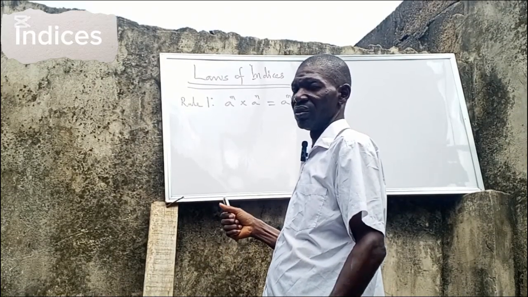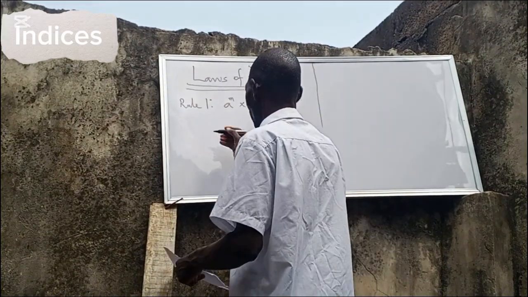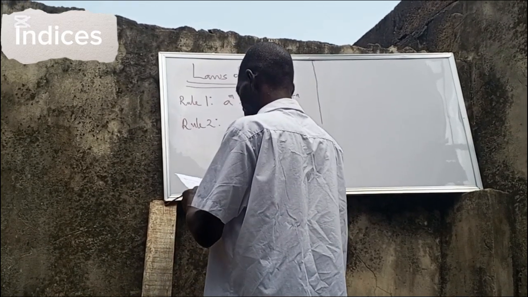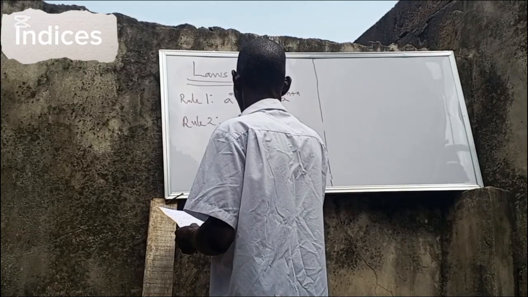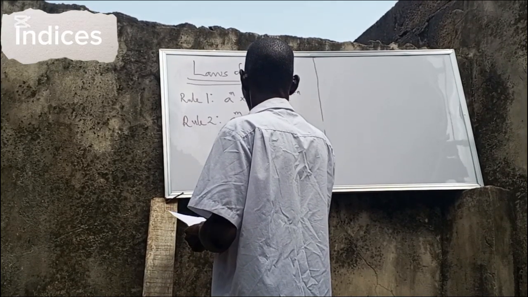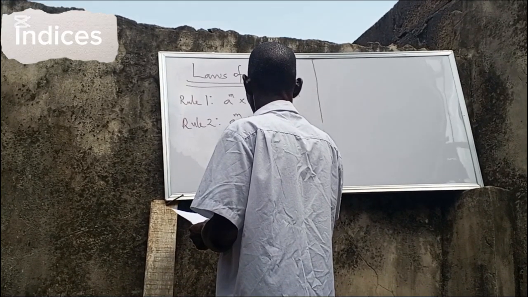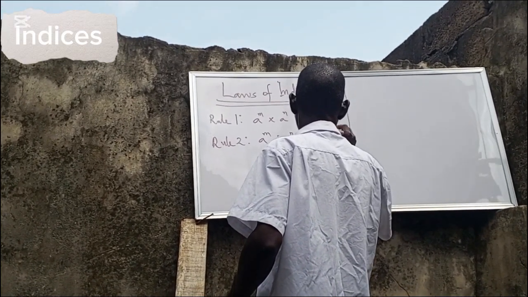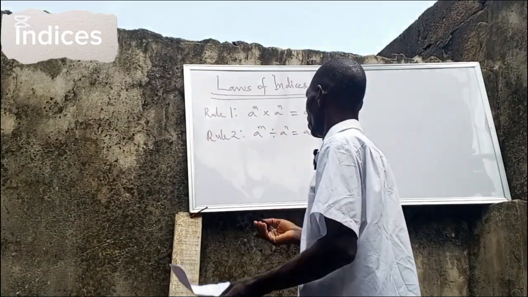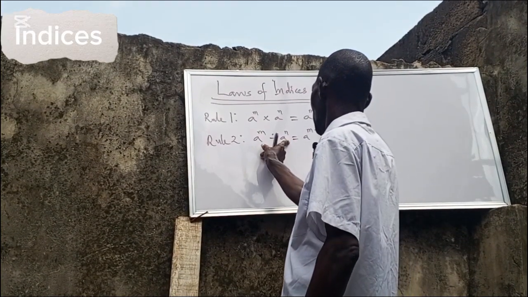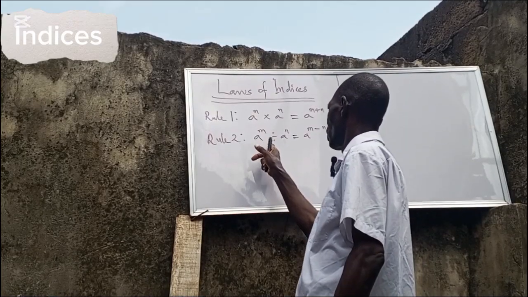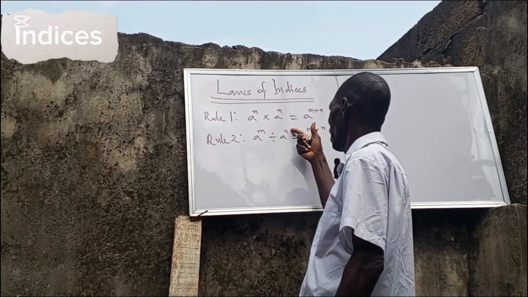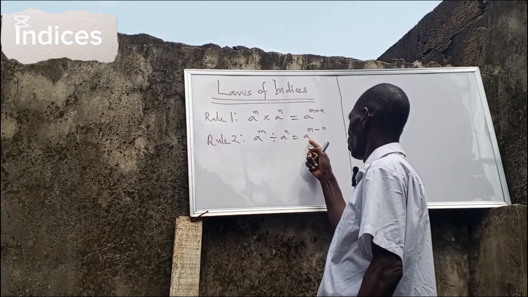Hope you understand this. So the second rule, rule 2: A^m divided by A^n is equal to A^(m minus n). Yes, the second rule says when the base numbers are the same, the index, you are going to subtract the index, that is the second index from the first index. So that is what we just did there.